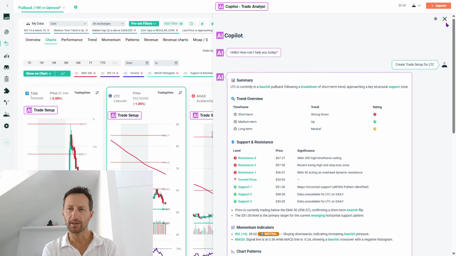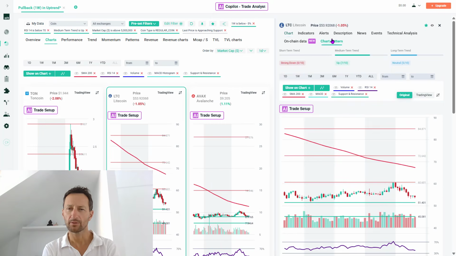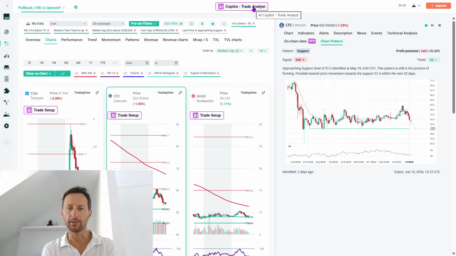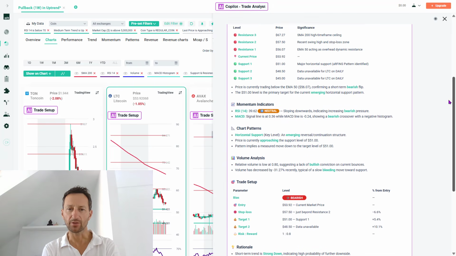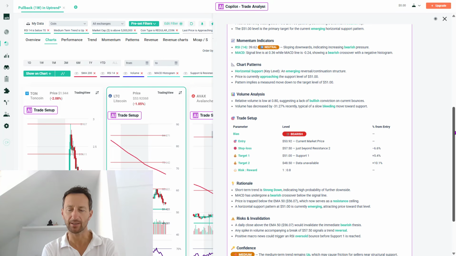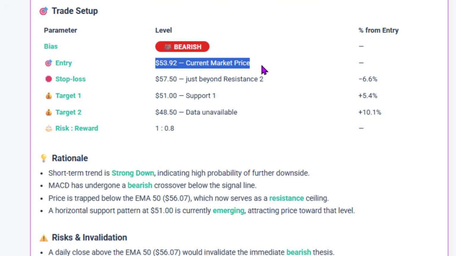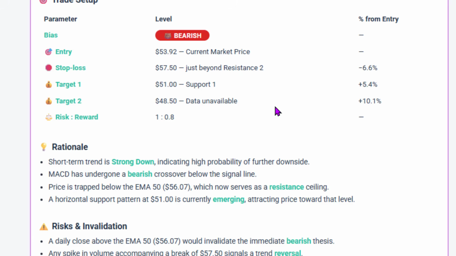Okay. So that actually is something that you can also see here, right? Okay, so we identified that this asset is likely to approach the support level at $51. So again, the trade setup takes into consideration any chart patterns that have been identified as well, right? And so the trade setup is actually bearish. So the AI would be interested in short selling this asset at about $54 with the assumption that we'll go down to $51, to that support level.